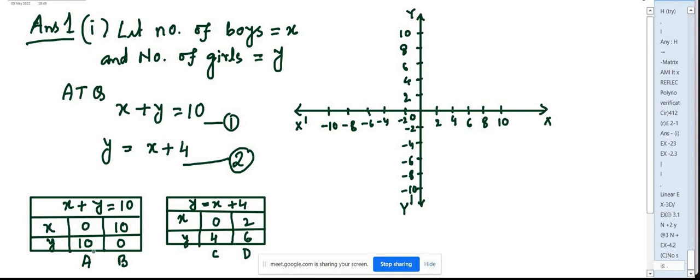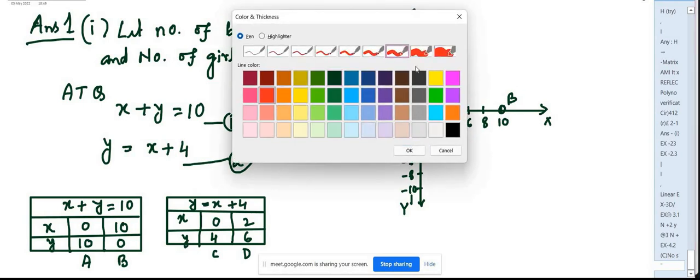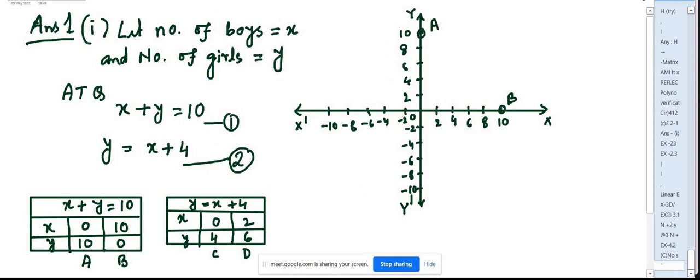Now first point is 0, 10. So 0, 10 will be this. So mark it as A, and 10, 0 will be this point. So mark it as B. Then 0, 4 and join this line. So I am taking different color. So join these two points. Okay, so this is first line.